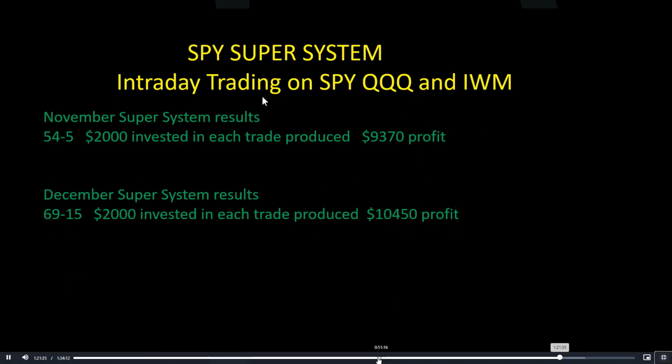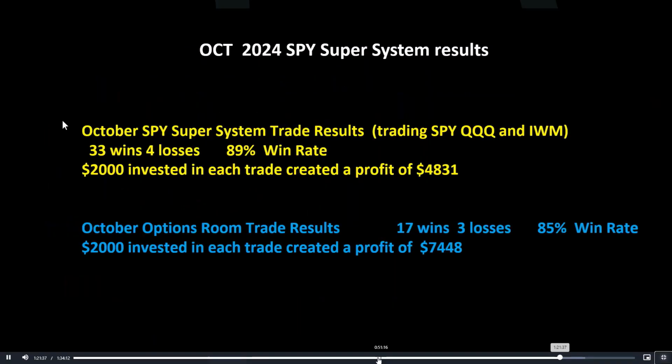This just continues with that information. This was 2024. This was October. SPY Super System trades, 48.31, 74.48 in the room. Now these do not include each other. These are completely independent of each other. This is what I did because I can't post these, but this is what a lot of traders in the room did using that strategy. And here's the actual posted trades, which if you followed them, this is what you would have done.